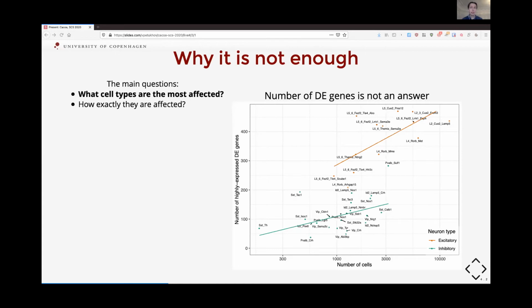Because if you want to look at what cell types are the most affected, people often look at the total number of differentially expressed genes per subtype. But that is actually wrong, because the number of DE genes severely depends on the number of cells, as you can see on the picture. It also depends on the inner variability within the cluster. And basically, the total number of DE genes, if you don't control for these parameters, only shows you the power of your test, not the effect on a cell type. So that's not a proper measure.